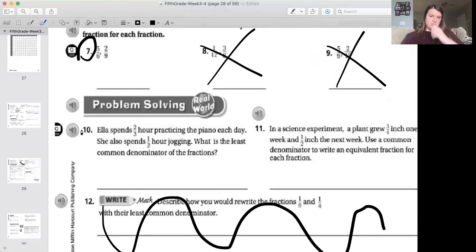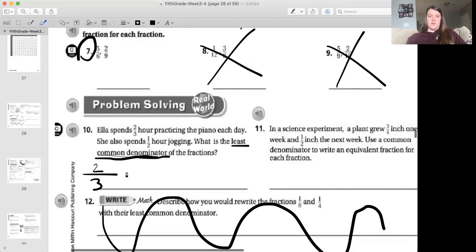We could probably do these. So Ella spends 2/3 of an hour practicing piano each day. She also spends a half an hour jogging. What is the least common denominator of these fractions? So for this one, all you need to do is find the least common denominator. You do not need to actually make the new fractions or anything like that. Just finding that new denominator from 2/3 and from 1/2. So you need to find that new common denominator for an answer there.